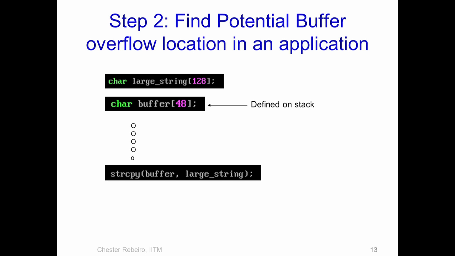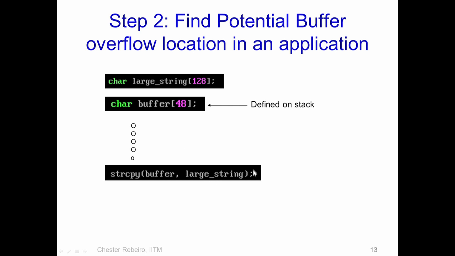Essentially, the requirement for a buffer overflow is that the attacker finds in the application code a command such as this: a string copy of buffer, comma, a large string, where buffer is a small array defined locally in the stack, while the large string is a much larger array.